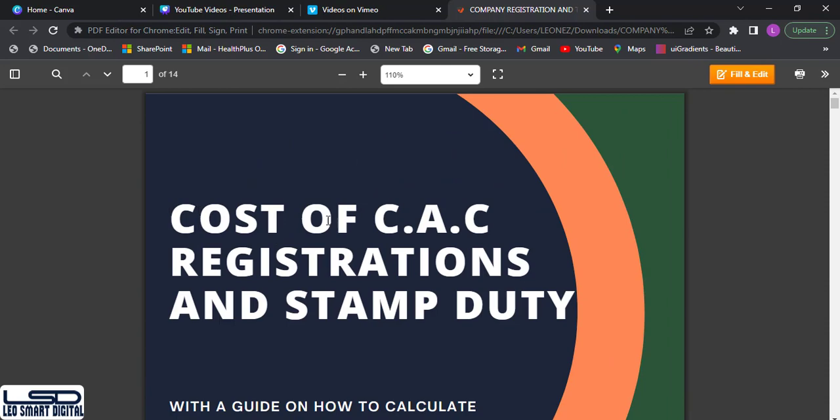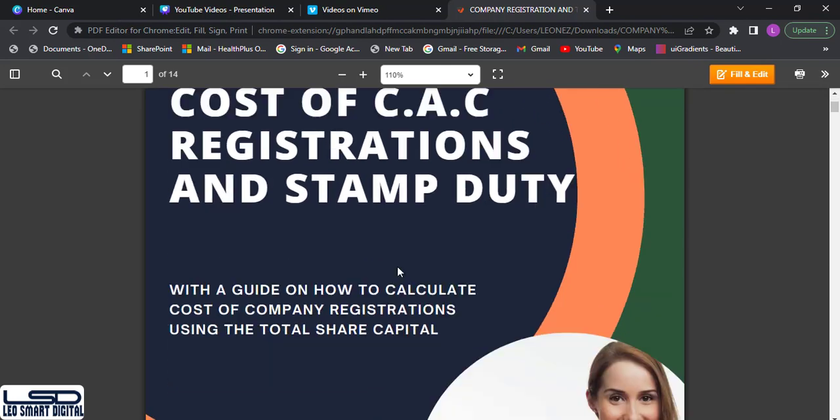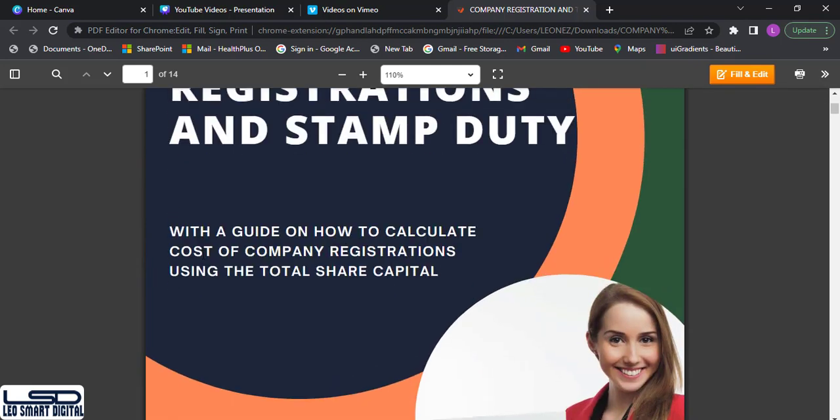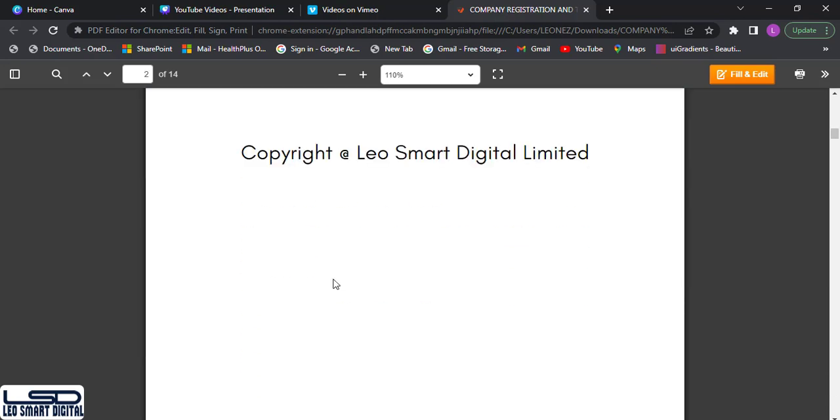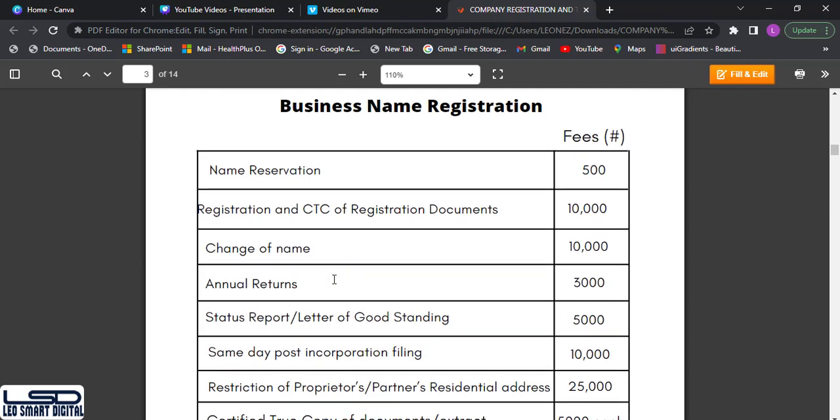We look at the cost of CAC registrations and stamp duty, especially in company registration, with a guide on how to calculate the cost of company registrations using the total share capital. The cost of company registration is dependent on the amount of shares. The higher the shares, the higher the cost of registration.